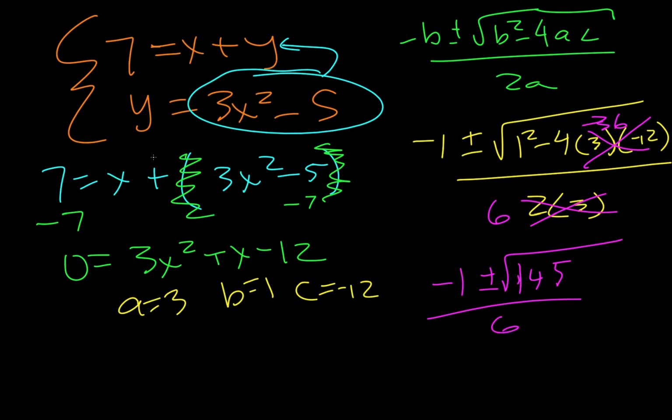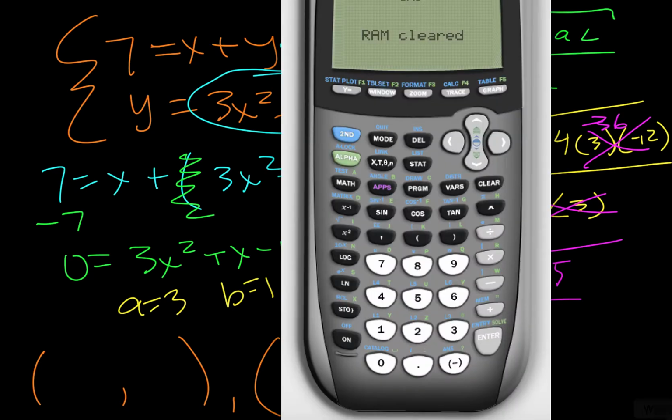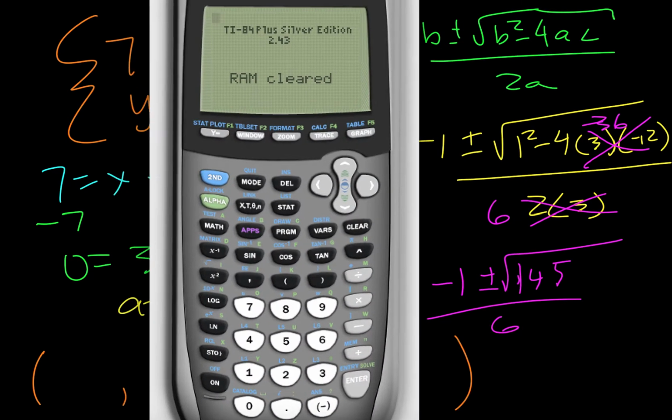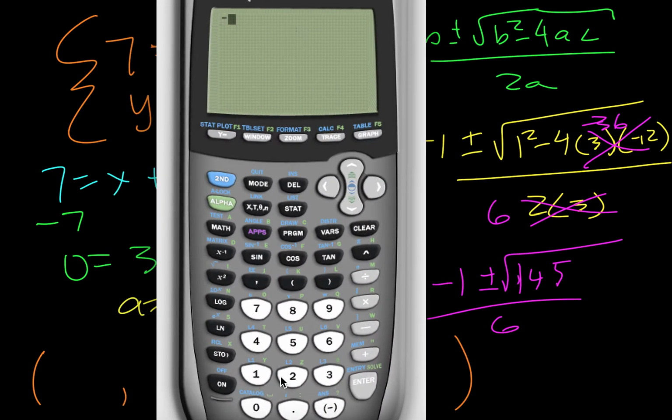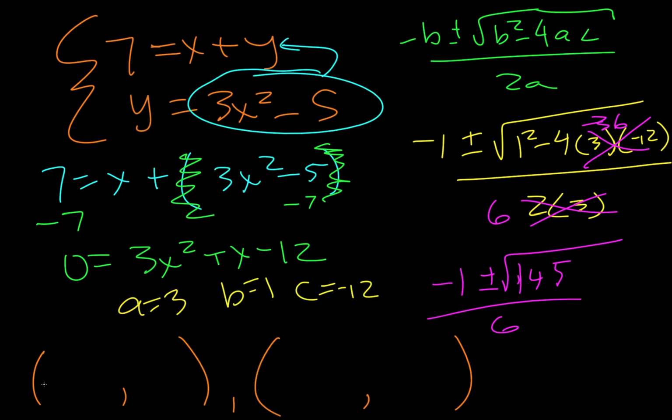Alright, so now we're going to set up our final answer, even though we don't have all the pieces yet. Now I'm not going to make you plug this in over here. I would prefer you to find a decimal approximation of that. And so we're going to do that. So we're going to say -1 plus the square root of 145. Then we're going to divide that by 6. We're going to get 1.84.